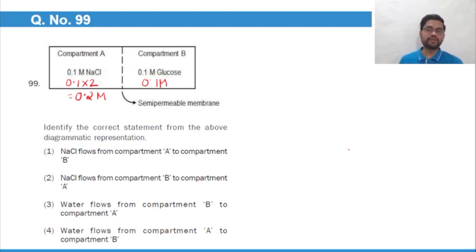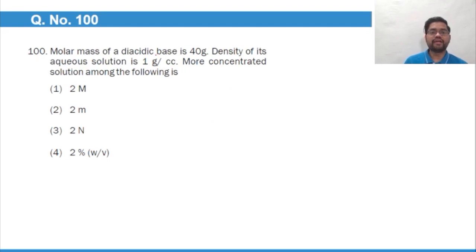Semi-permeable membrane, that means what? Osmosis from low concentration to high concentration, right? So here the answer will be option number 3. Why? Water flows from compartment B to compartment A. Okay, from B to A. Clear?